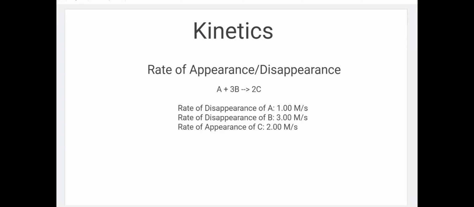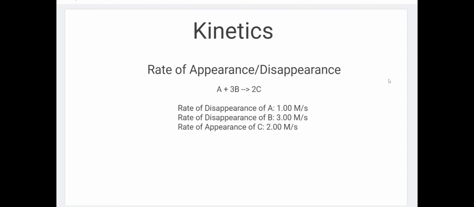Hey guys, welcome back. Today we're going to be talking about kinetics. So first, talking about rate of appearance / disappearance. So if there's a reactant in a reaction, it's disappearing and forming a product, which is appearing. And so we measure the rates of disappearance of the reactants and appearance of the products.